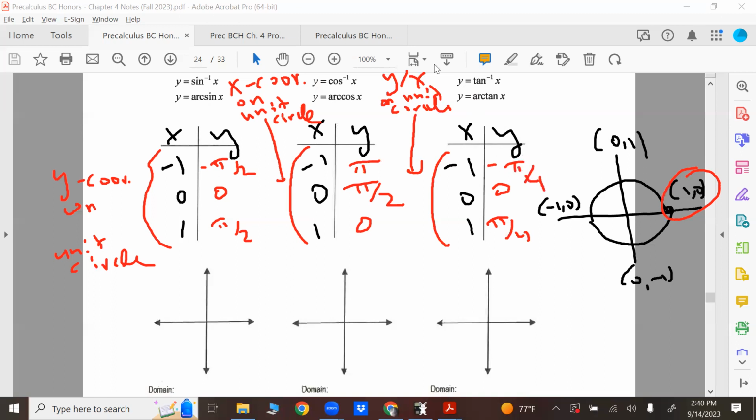Okay, with the table, now we can do the graph. We'll see the graphs down below. So I'm going to put 1 and negative 1, 1 and negative 1, 1 and negative 1. And I'm going to do pi over 2.